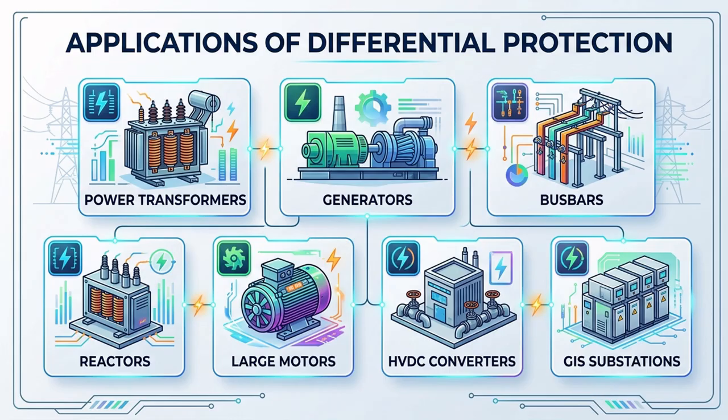Where is differential protection used? It's widely applied to power transformers, generators, bus bars, reactors, large motors, HVDC converters, and GIS substations. In short, wherever fast and reliable protection of critical power equipment is essential, differential protection is the preferred choice.